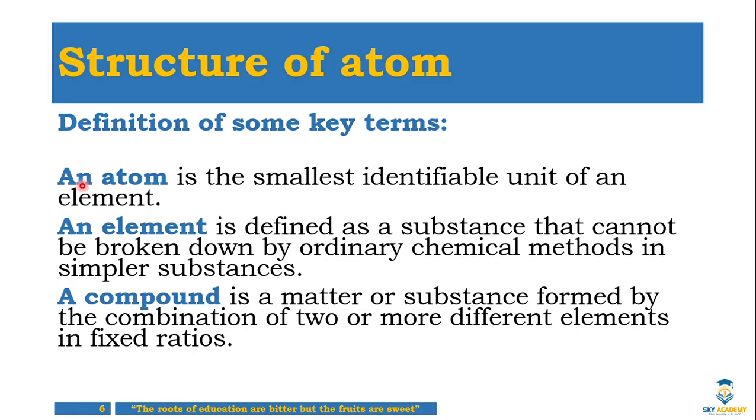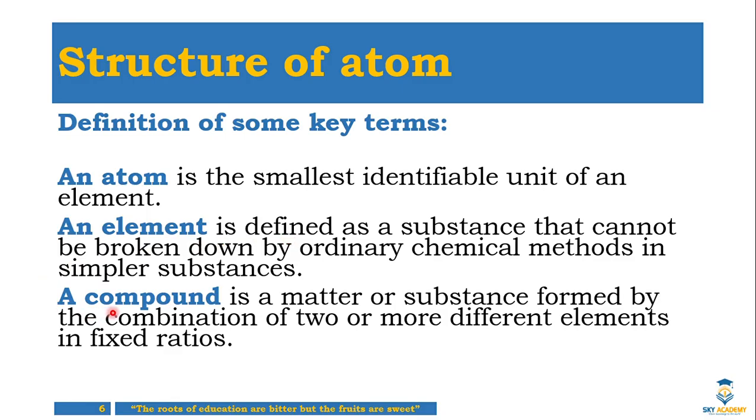What is an atom, in fact? An atom is the smallest identifiable unit of an element. That is the starting point when we build an element, which means an element can have different atoms. What is an element then? An element is defined as a substance that cannot be broken down by ordinary chemical methods into a simpler substance. An element retains its properties because it cannot be broken down by ordinary chemical methods.